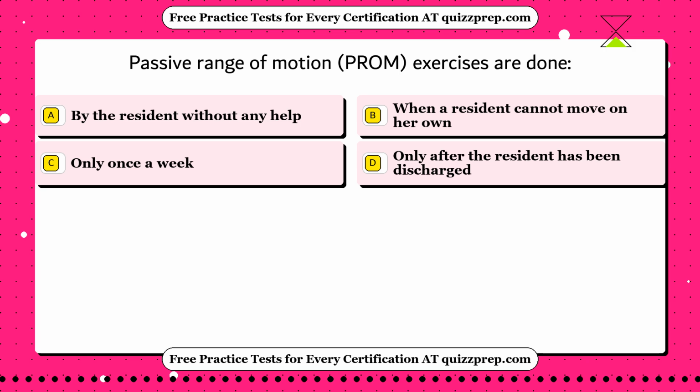Question 70. Passive range of motion, PROM, exercises are done. Option A, by the resident without any help. Option B, when a resident cannot move on her own. Option C, only once a week. Option D, only after the resident has been discharged.